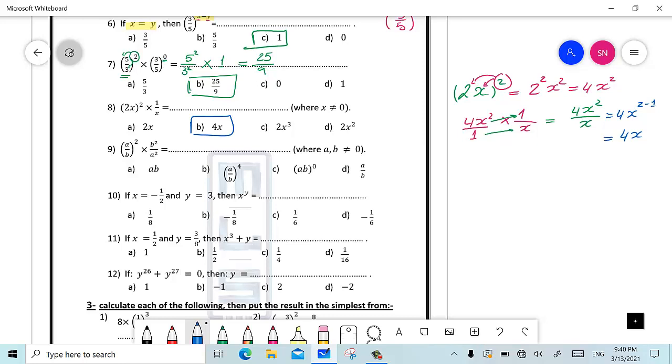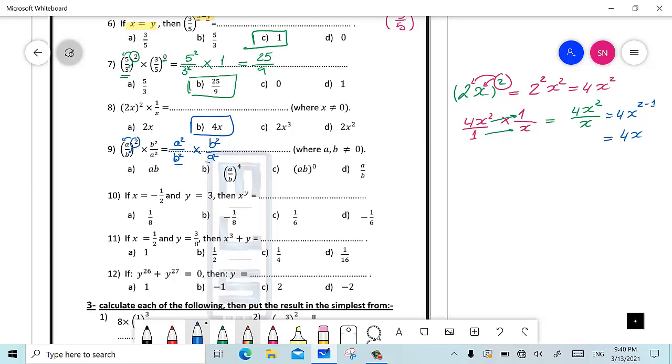And let's go now for number 9. A over b all squared times b squared over a squared. Again, I'm going to distribute the 2 on the a and on the b. So I have a squared over b squared times b squared over a squared. We can see that both fractions are the multiplicative inverse of each other. They are the flip of each other.